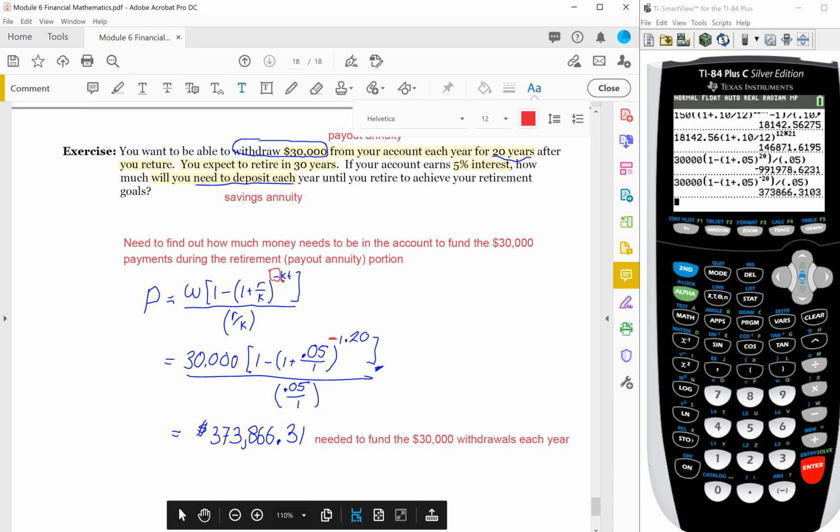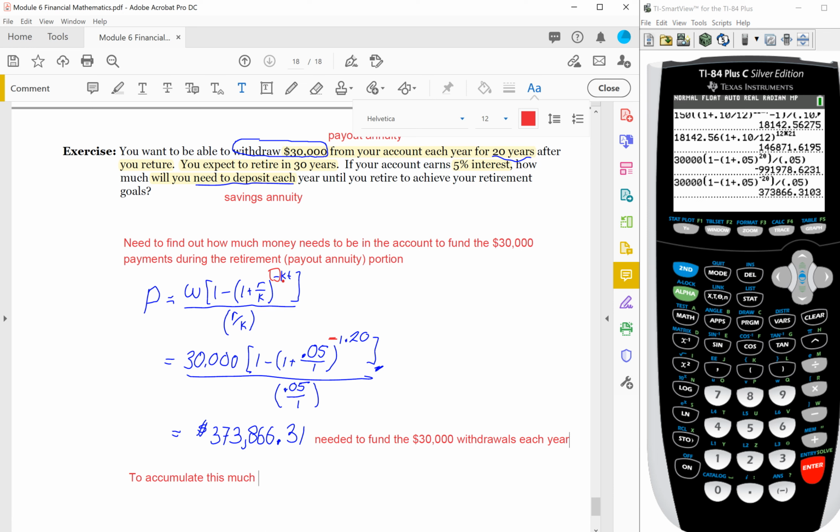Okay, so now we want to figure out, how am I going to get that money? You want to retire. How are you going to accumulate this much money so that you can retire? Well, this is going to be your savings annuity portion of the problem. So we'll say to accumulate this much money in your account, we will save each year during the savings annuity portion.